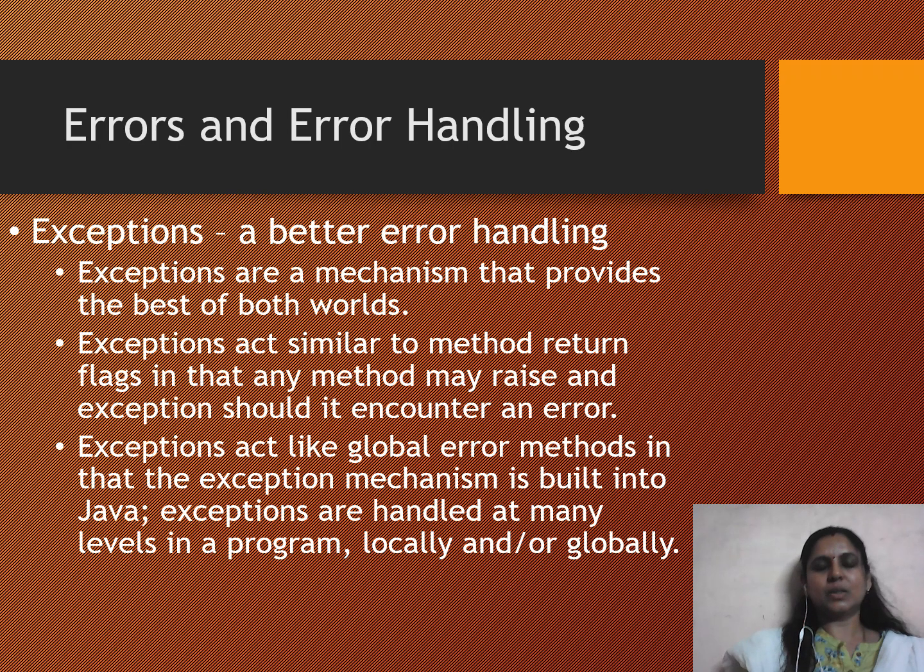In the previous slide we have seen the errors. Now we are going to handle the errors using exceptions. A better error handling mechanism is exceptions. It provides the best of both worlds. Exceptions act similar to method return flags in that any method may raise an exception should it encounter an error. Exceptions also act like global error methods. The exception mechanism is built into Java. Exceptions are handled at many levels in the program, locally and or globally.